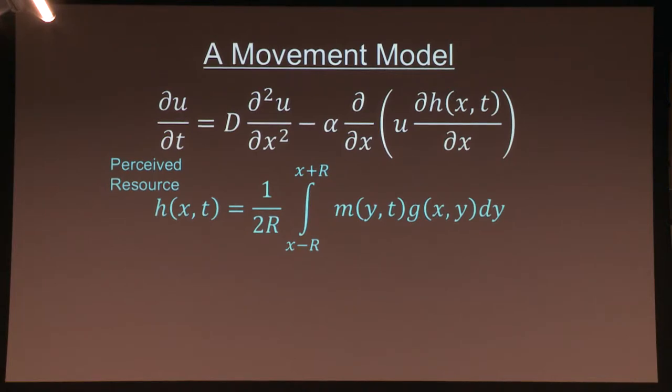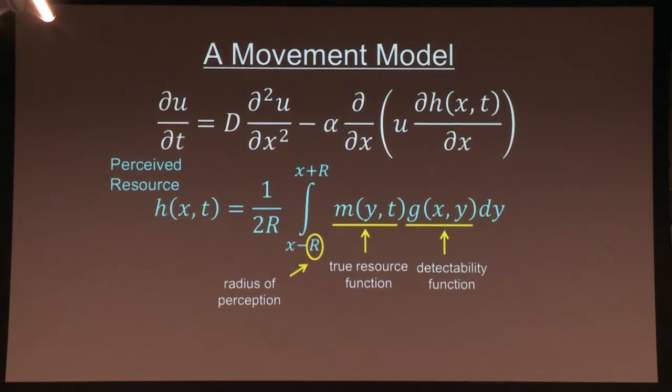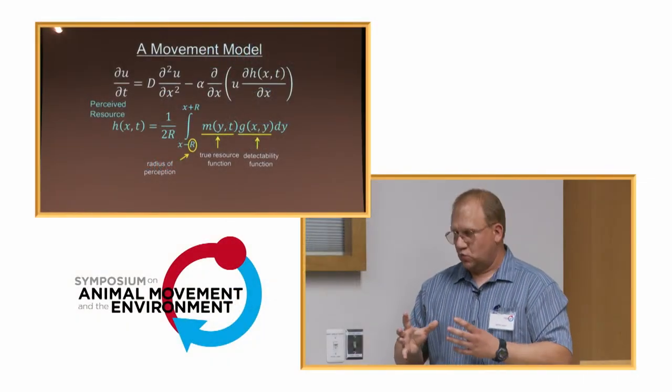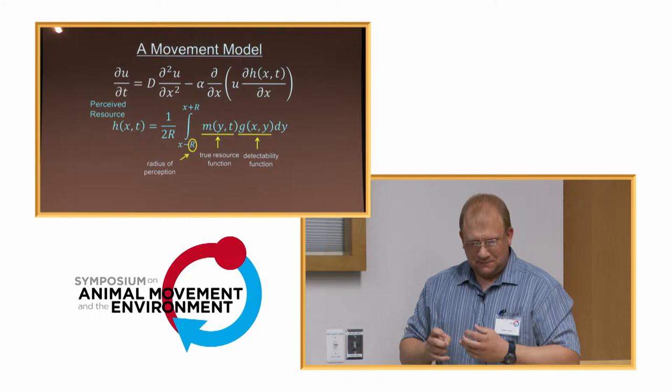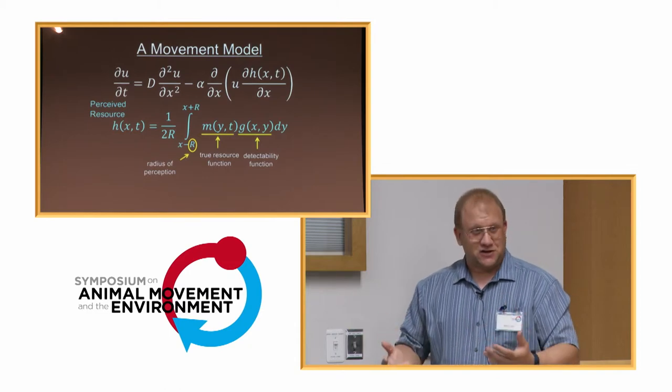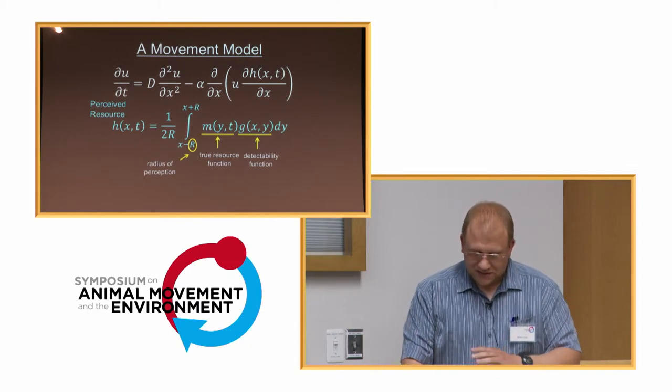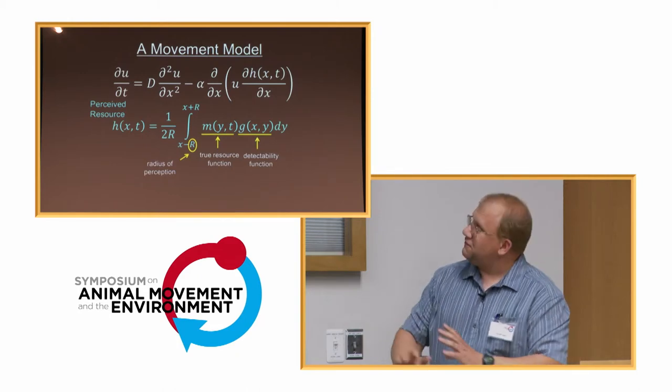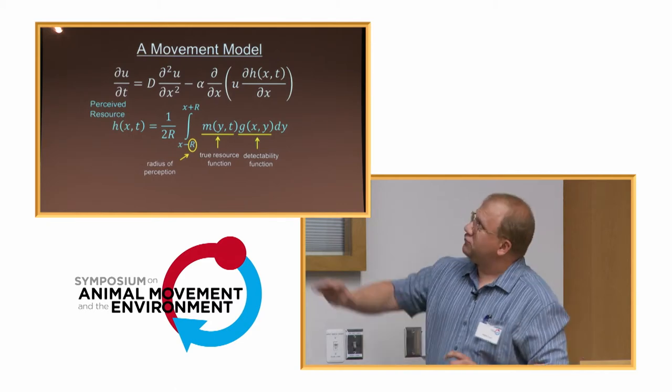We can think of this equation operating in a single dimension where an individual is located at position X and it's gathering information at distance R on either side of its current location. And that's represented with that equation there, which has three key parts. The first is the radius of perception, capital R. We have the true resource function, M. And then we have something called a detectability function, which is the idea that the information coming in is warped in some way, whether it's warped advantageously based upon an animal's ability to extract information from its landscape, or incorrectly because it fails to understand the information coming in. So we can consider any of those kinds of situations. But that function H then is our perceived resource, and the real resource is M.